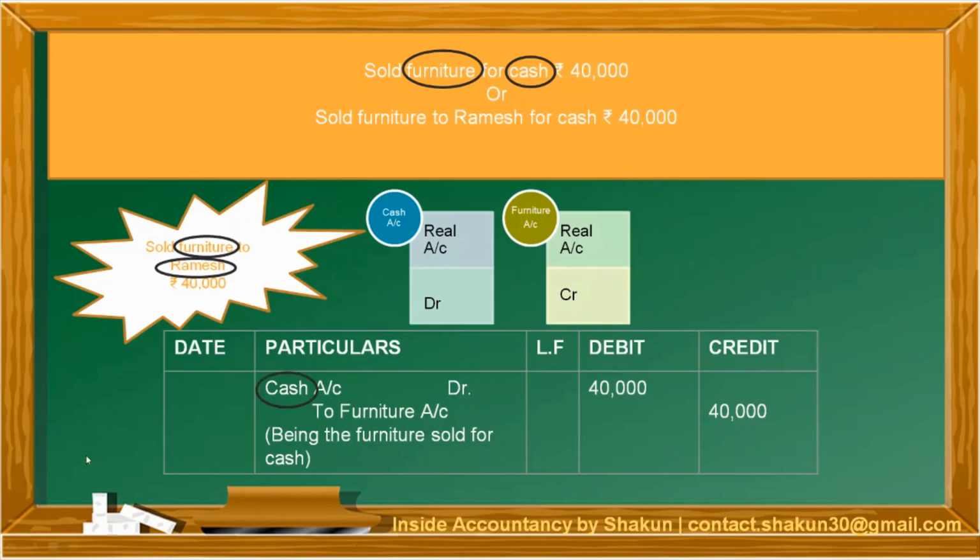So instead of cash account, if this transaction is to be journalized, then instead of cash, we will have Ramesh. So Ramesh account DR to furniture account.